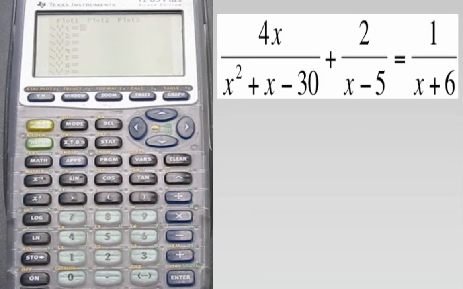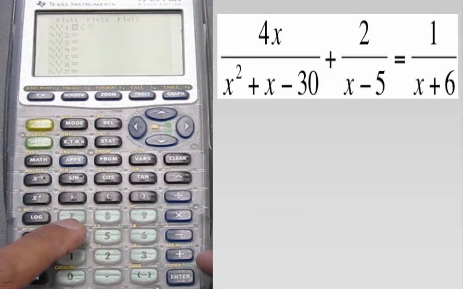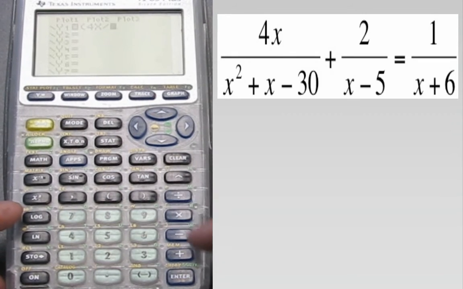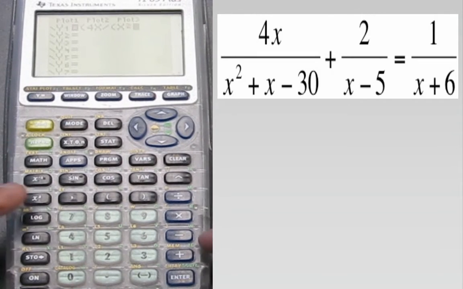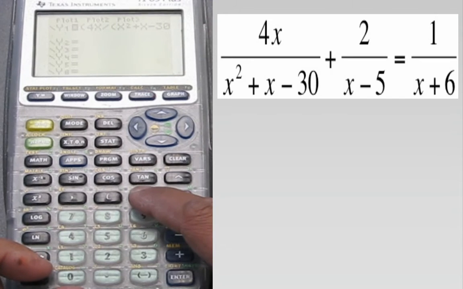Okay, let's suppose you want to solve the equation 4x divided by x squared plus x minus 30 plus 2 over x minus 5 equals 1 over x plus 6. So we have to input that into our calculator. First we put the left side. The left side is 4x, so we're going to put parentheses 4x divided by, in parentheses again, this denominator, x squared plus x minus 30. So close the bottom parentheses and then close the top.